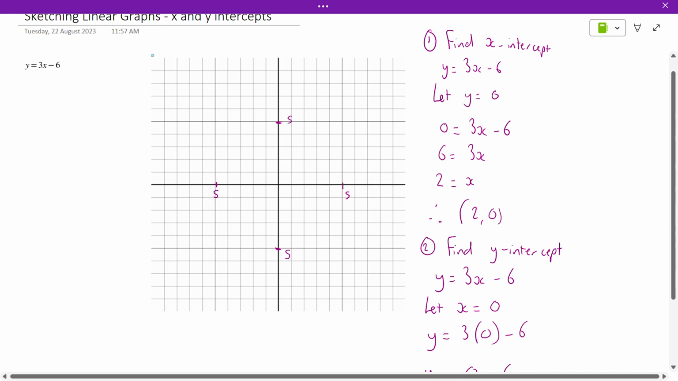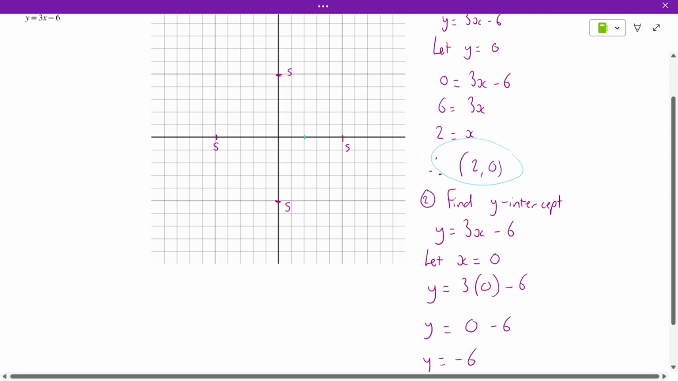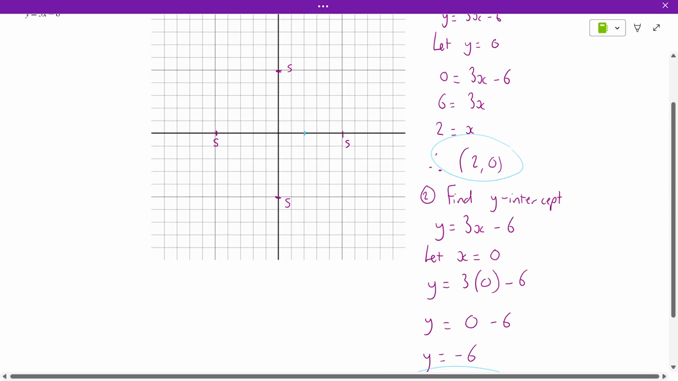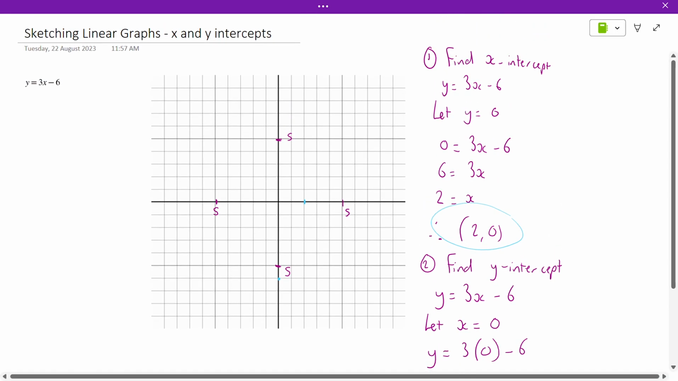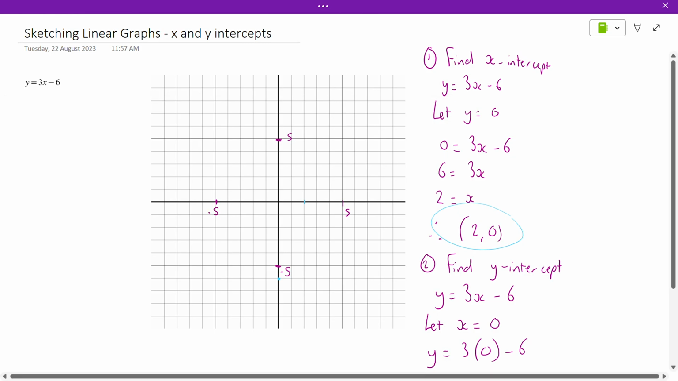So this first coordinate over here, we've got the point (2, 0). So my x value is 2 and my y value is 0. So that would be this point in here. And then if I go down and plot this coordinate down here, my x value is 0 and my y value is negative 6. So negative 6 is 1 lower than, or that should be negative 5 actually. This should be negative 5 and this should be negative 5. My mistake there.